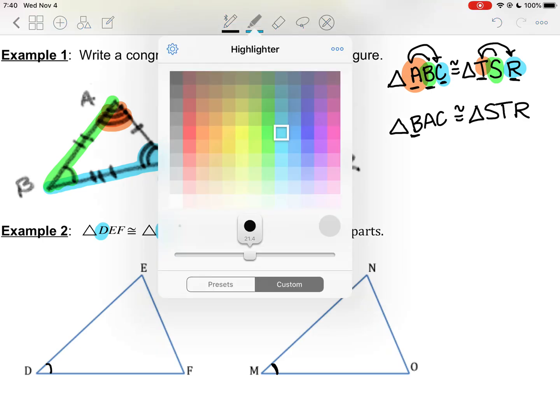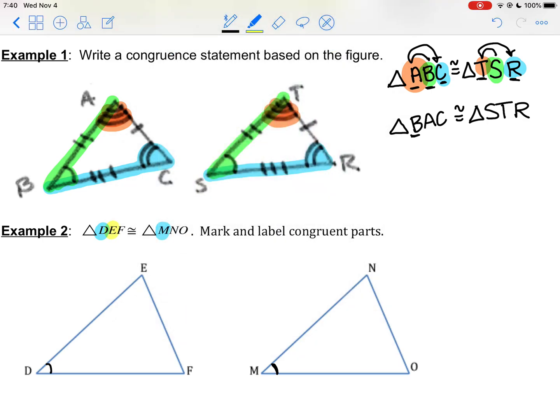The next letter in the name is angle E, and that corresponds to angle N. Since it was the second one, I'm going to put 2 congruent marks in angle E, and then I'm going to go to the second triangle and mark that same 2 marks.